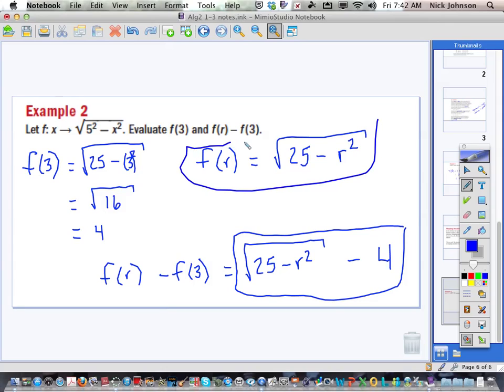Now remember, you can't go any further because we don't know what r is. So don't try to do anything else. Just leave it just like that.